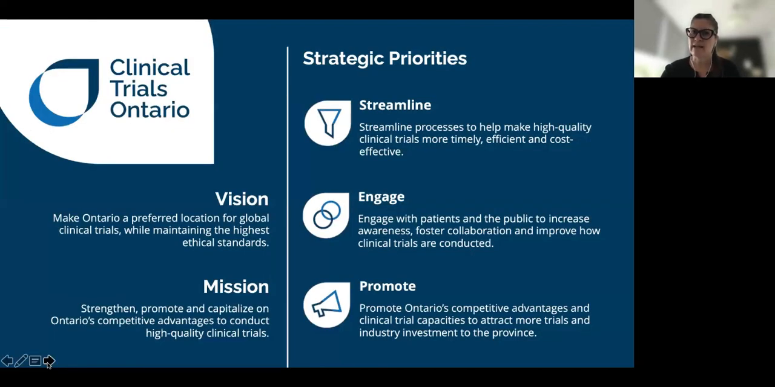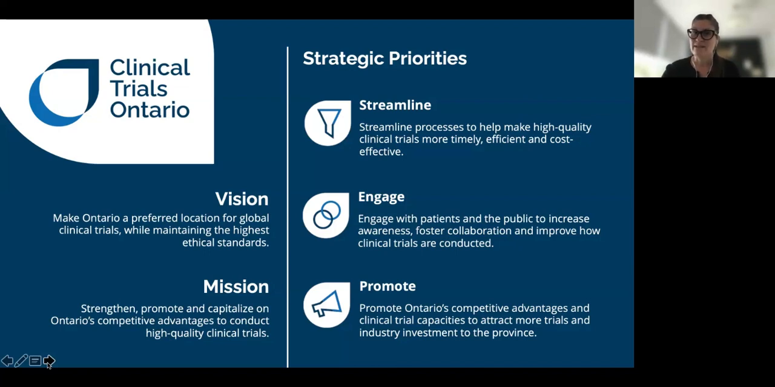So Erin mentioned that I'm part of a not-for-profit organization called Clinical Trials Ontario. It's mostly funded by the government of Ontario, where we're based. And there are 3 strategic priorities. And so my work falls under this engage pillar. Really, CTO is about making Ontario a better place to do clinical trials.